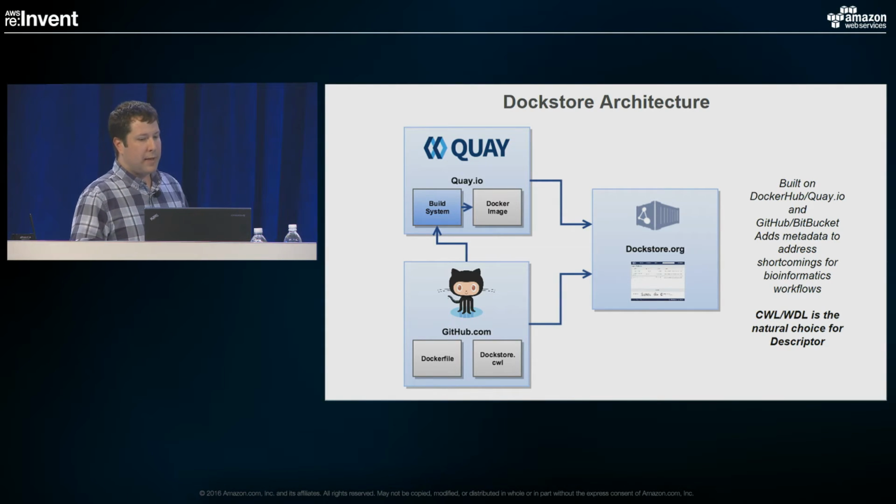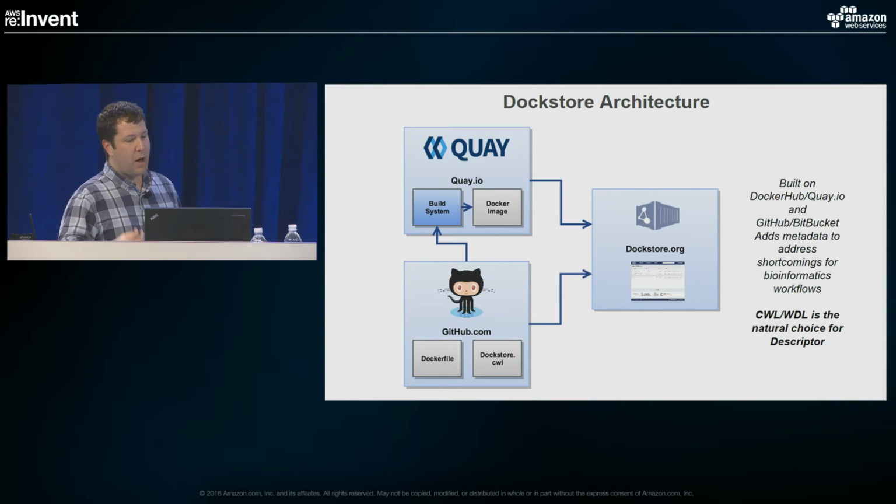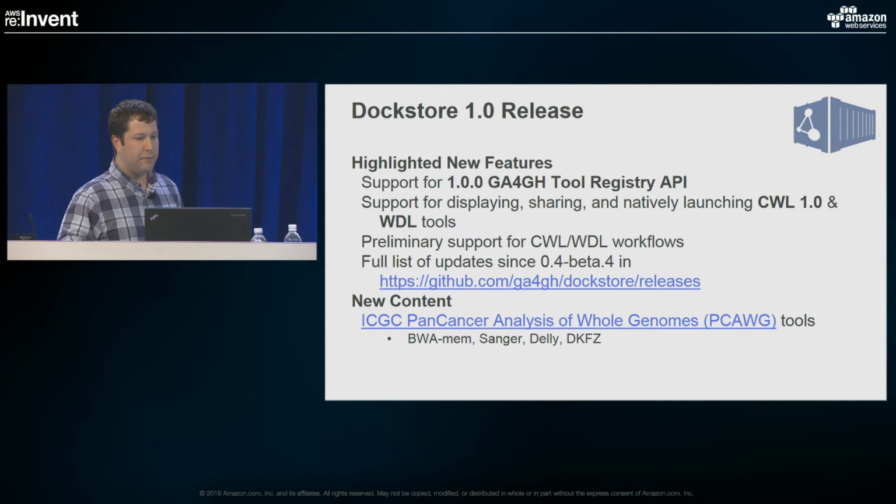And so what we're doing with GitHub is we store the Docker file, we store a dockstore.cwl or a dockstore.wdl, and that Docker file is then built by Quay.io, which builds the Docker image and hosts it. And Dockstore is really bringing those two things together in order to have a common view of the content of GitHub, the content of Quay.io, and that descriptor itself.